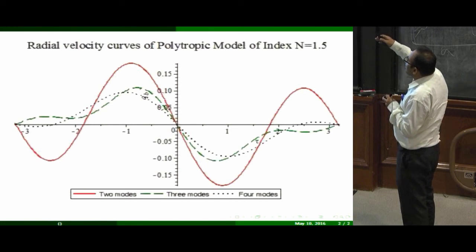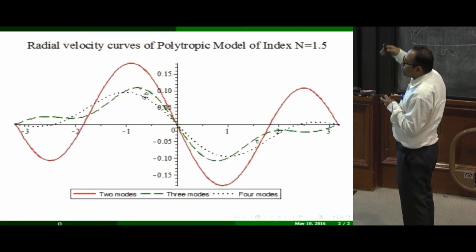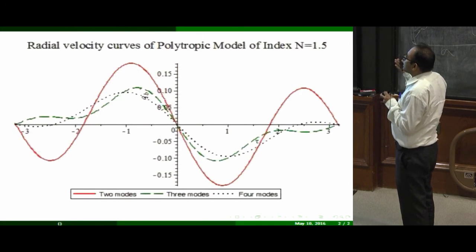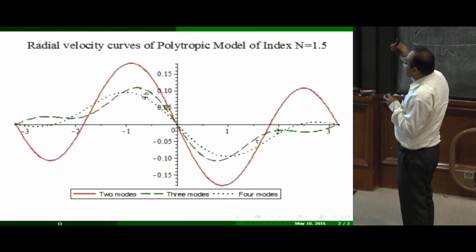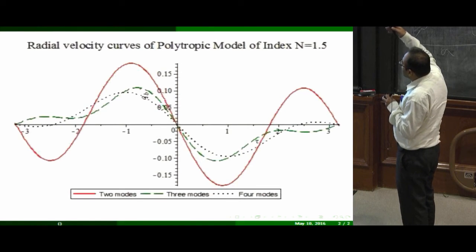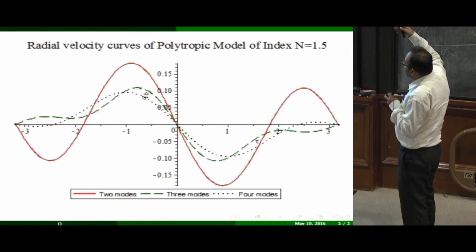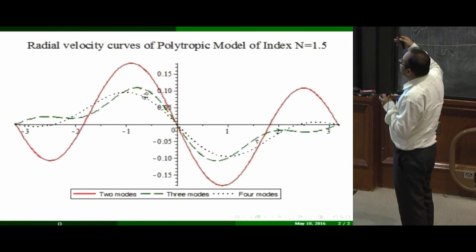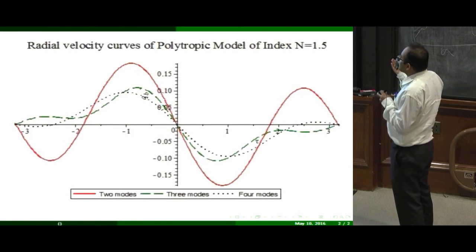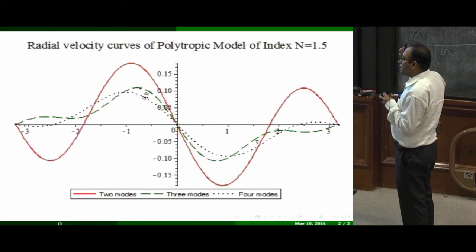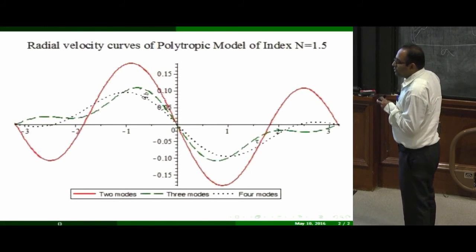From this graph, I conclude that the radial velocity curve of a polytropic star of index 1.5 is not sinusoidal. There will be some bumps that are made due to the 3rd mode and 4th mode. If we generate the same equation for 5 and 6, I think there will be a more anharmonic equation.